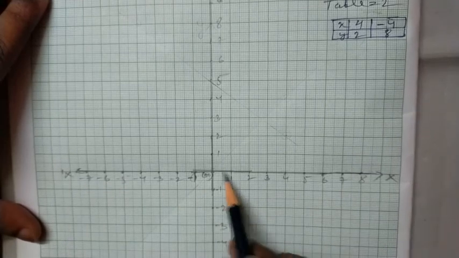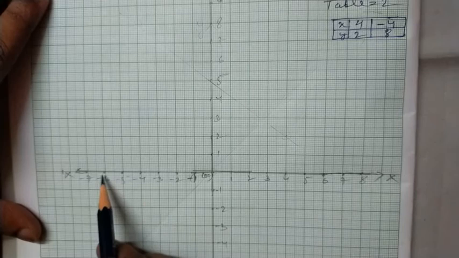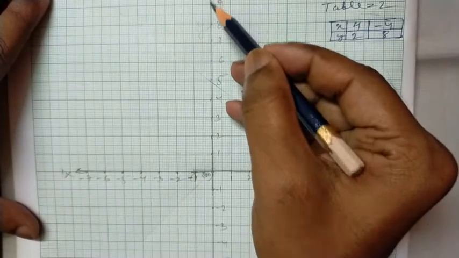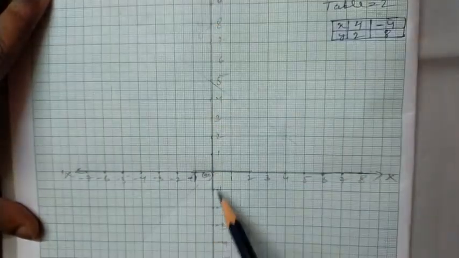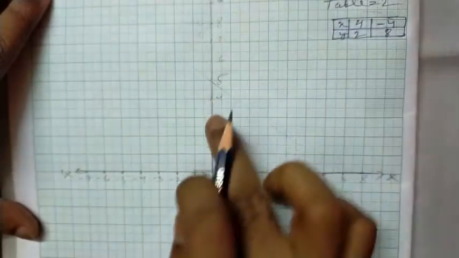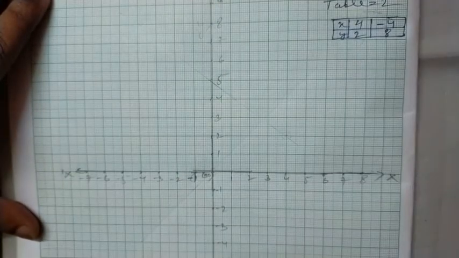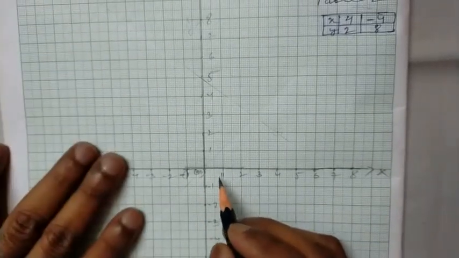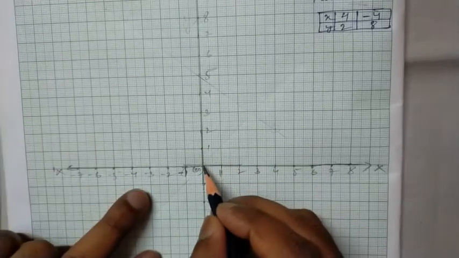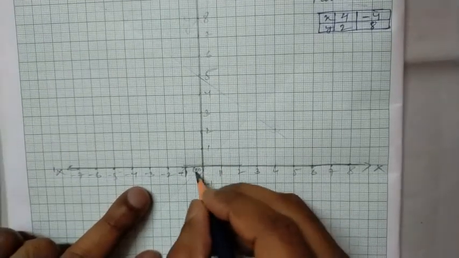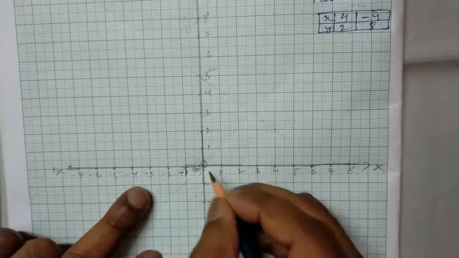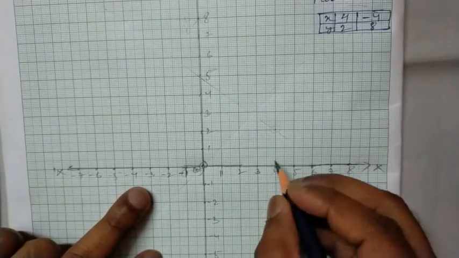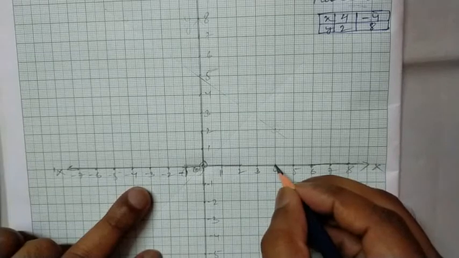On the right hand side the x value will be positive, on the left hand side the x value will be negative. And this is the y axis: upside, y will be positive, and downside y will be negative. So I have written over here. Our table 1 value is, x value is 0 and y value is also 0, so the point will come over here. Then the second value is x value 4 and y value 2.